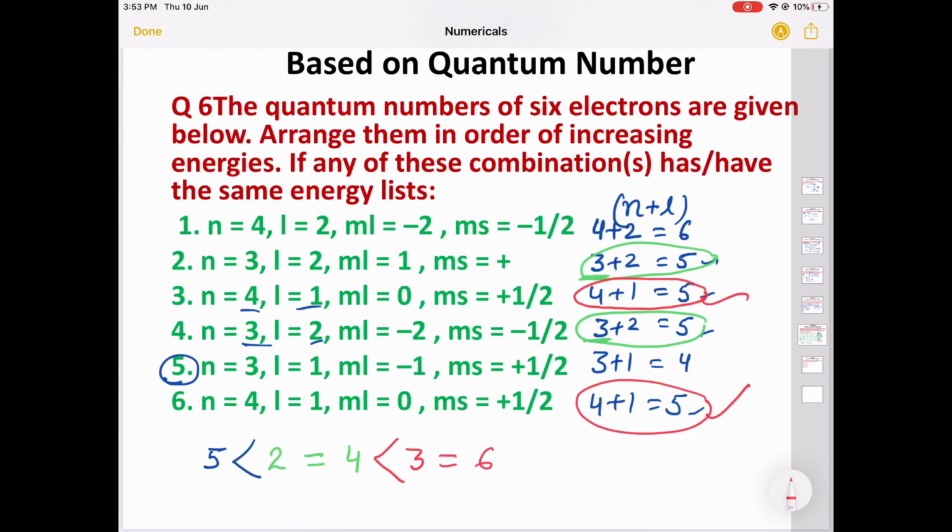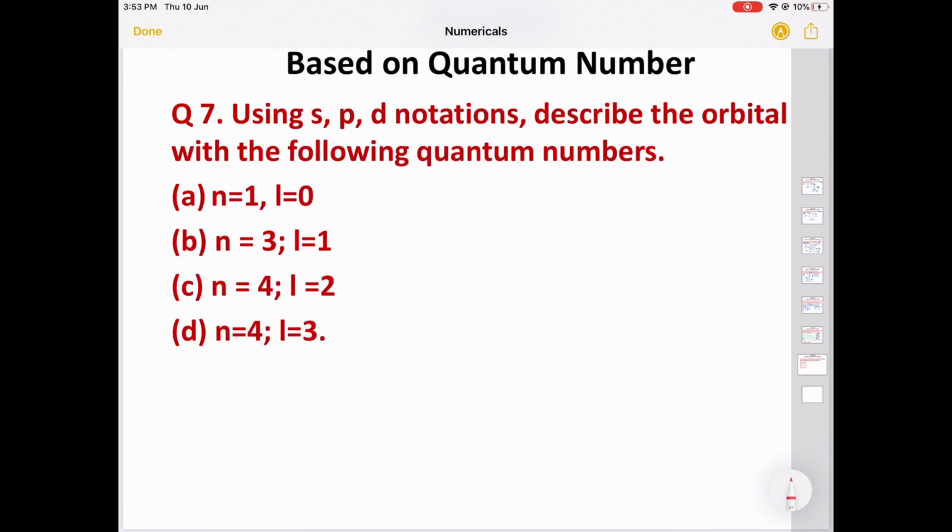The only left value is 6. So 6 is greater than 5 and 4. So the energy of this first set of quantum numbers is maximum. So this is the increasing order of energies of the orbitals given. Next question, again based on quantum numbers.